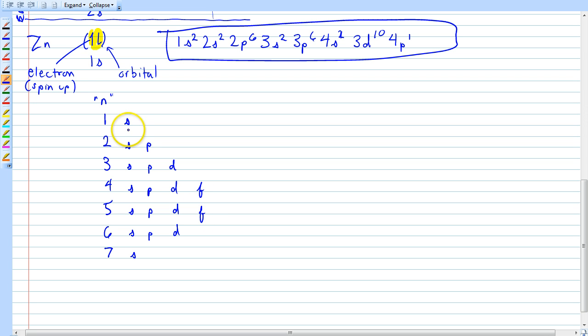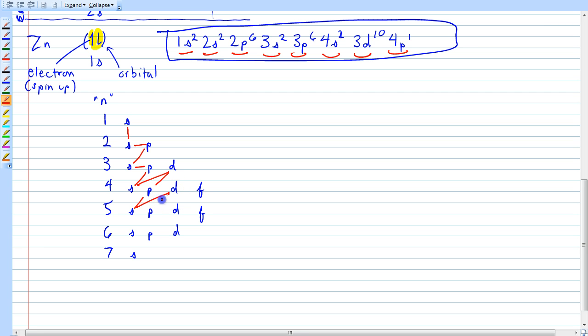Now the order of filling just looks like this. You're just going to go from the 1s to the 2s. From the 2s you fill that up, and then you go to the 2p. After the 2p you go to the 3s, then the 3p, and then down to the 4s, and then to the 3d. Then from the 3d you're going to go to the 4p, and there you have it. Now after the 4p it goes to the 5s, and rather than go to the 5p, it's going to go up to the 4d.